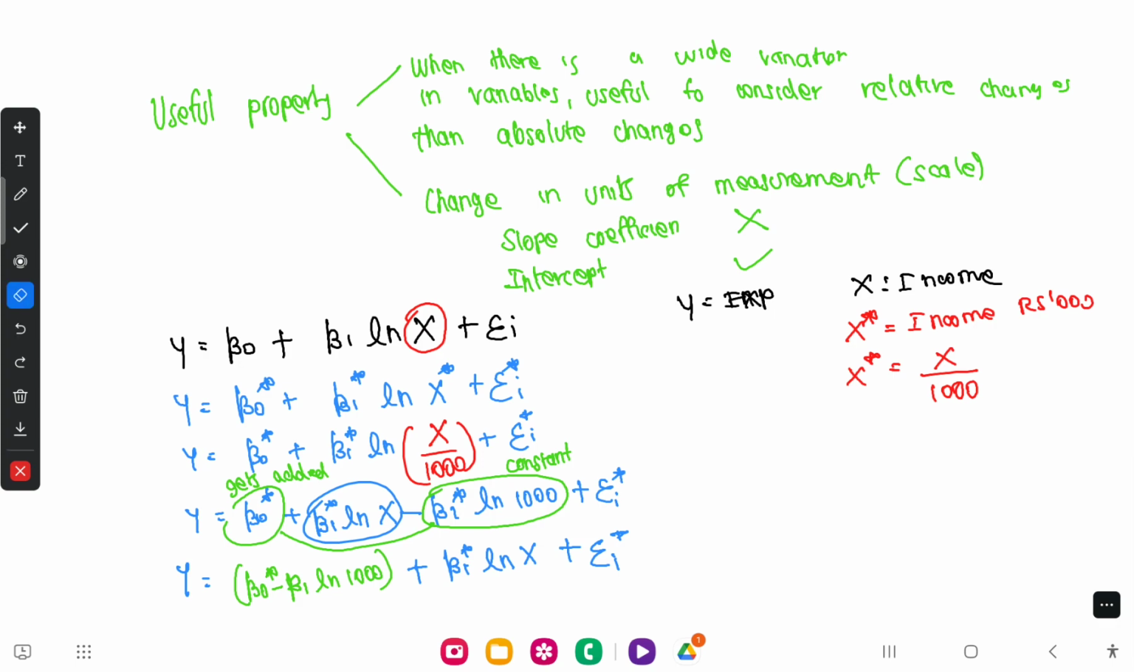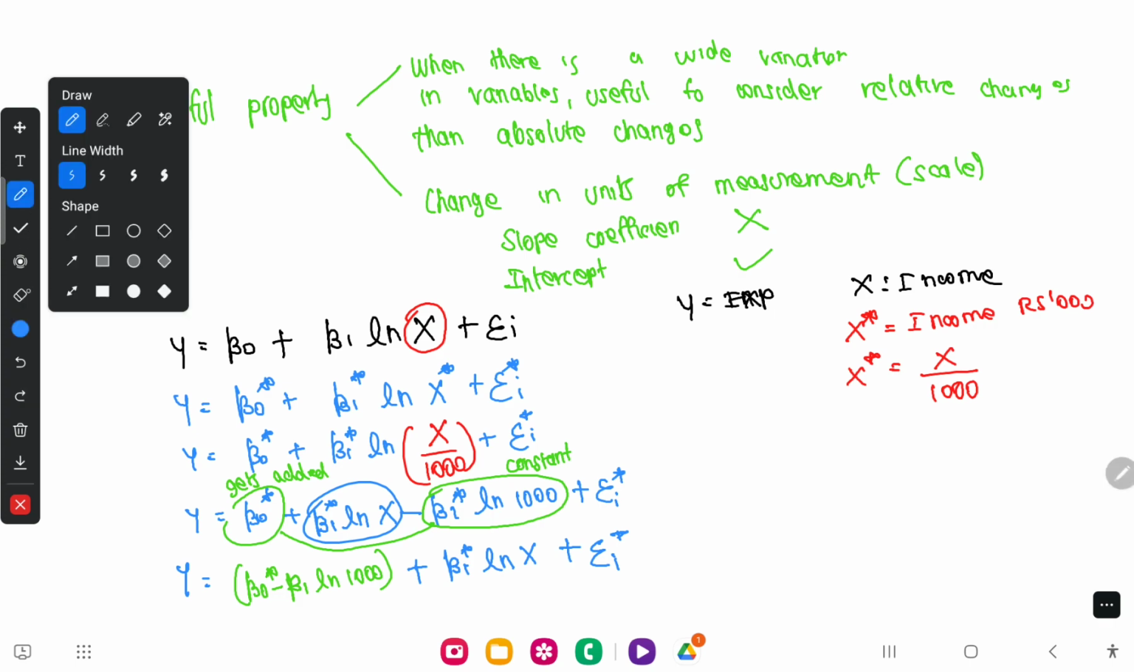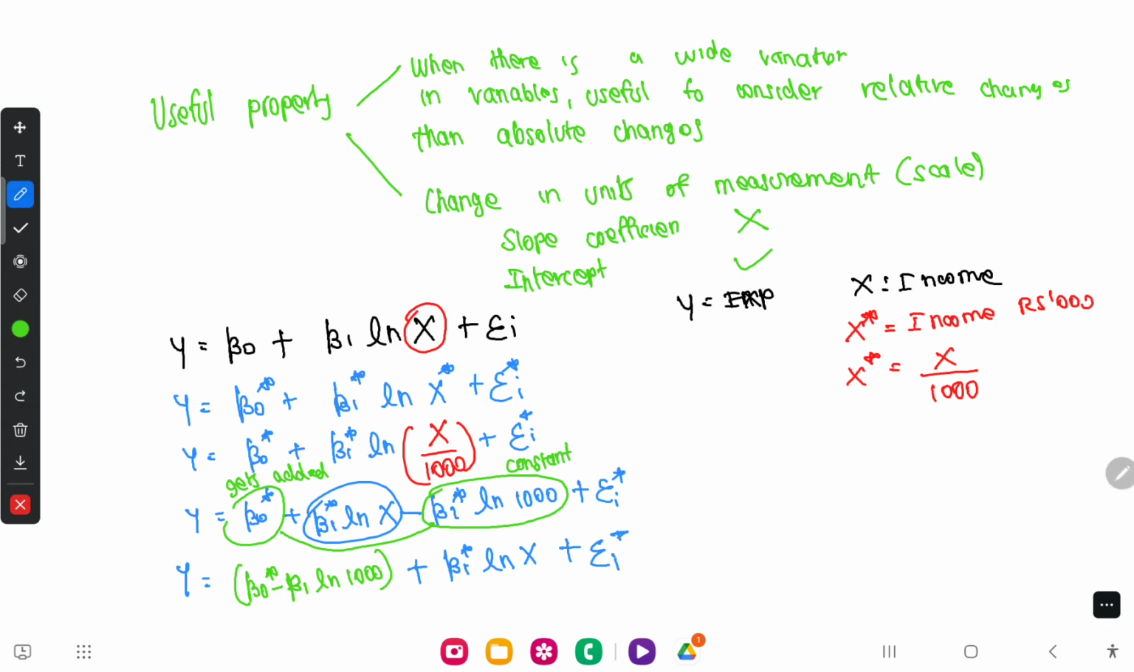So only the slope coefficient has changed over here. But I'm sorry, the intercept has changed over here. These two get added and the intercept changes, but the slope coefficient remains the same. That means even if we change the units of measurement, it is not going to affect the slope coefficient. That is the biggest advantage which we see in log transformation.